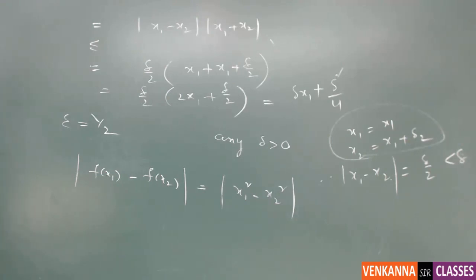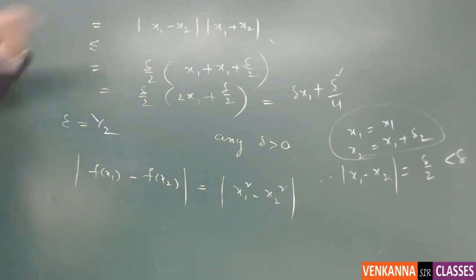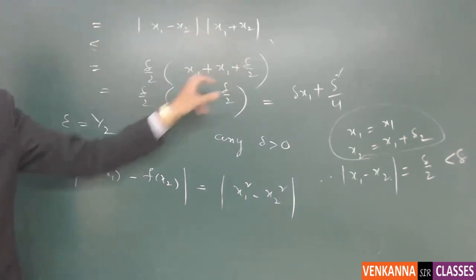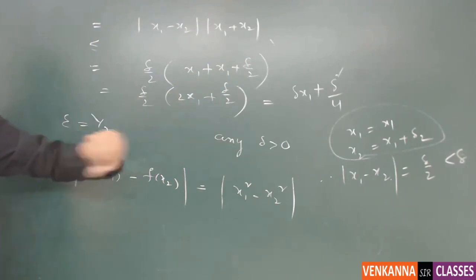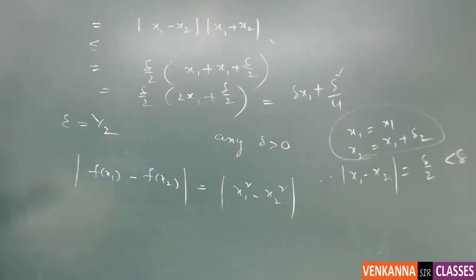So I have changed that one value is x1, another value is x1 plus delta by 2. So if you calculate the difference between them, it is nothing but delta by 2, which is less than delta. Now I am calculating the respective function values. So f of x1 minus f of x2, if I consider x1 square minus x2 square, is equal to x1 minus x2 into x1 plus x2. So x1 minus x2 is nothing but delta by 2. And if you substitute the values here, it is 2x1 plus delta by 2. So the result is nothing but delta x1 plus delta square by 4. Accepted?